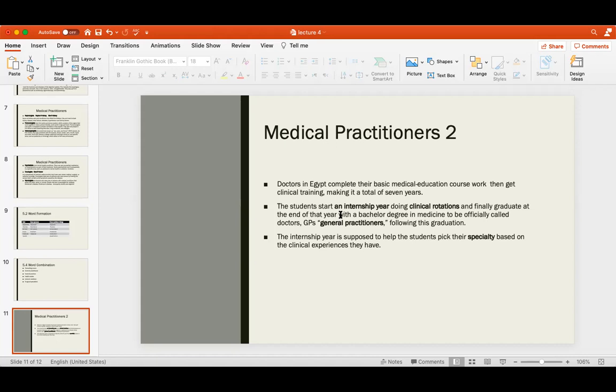So after the internship here, the title is general practitioner. The internship here is supposed to help the student pick their specialty based on the clinical experiences they have. We have also specialist, and after the specialist we have consultant, and then we have professor.